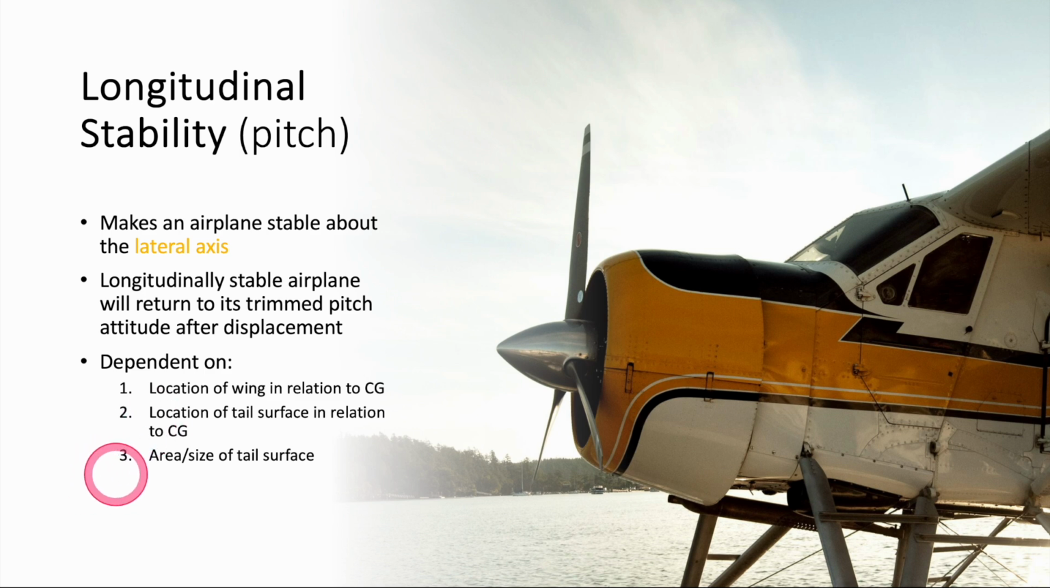Area and size of the tail surface. The larger the tail surface, the more stable it's going to be. Aerobatic aircraft usually have pretty large control surfaces, and that helps them become stable.